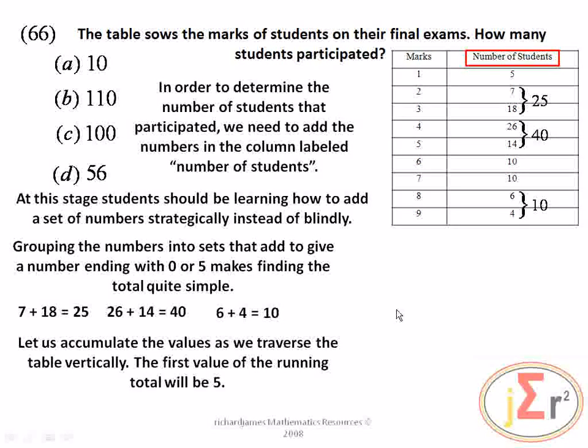Let us accumulate the values as we traverse the table vertically. The first value of the running total will be 5. So we have right there 5. Then we add 25 to that, and the result is 30.